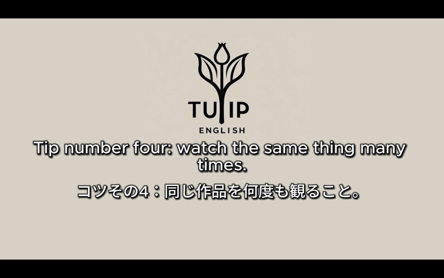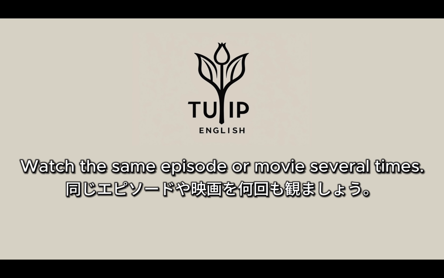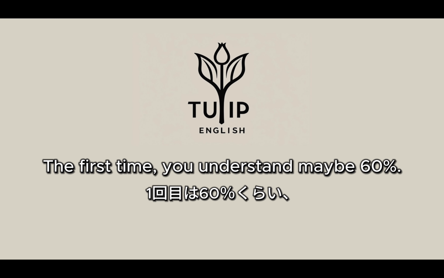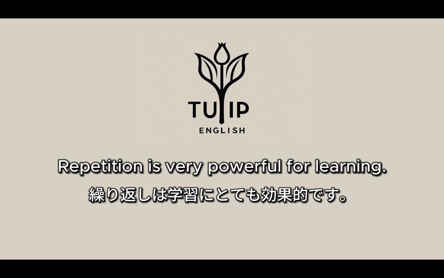Tip number 4. Watch the same thing many times. Don't watch a different movie every day. Watch the same episode or movie several times. The first time you understand maybe 60%. The second time maybe 75%. The third time maybe 85%. Repetition is very powerful for learning.